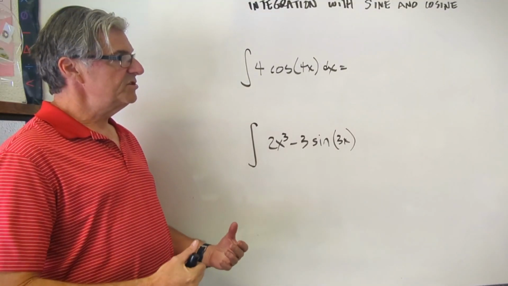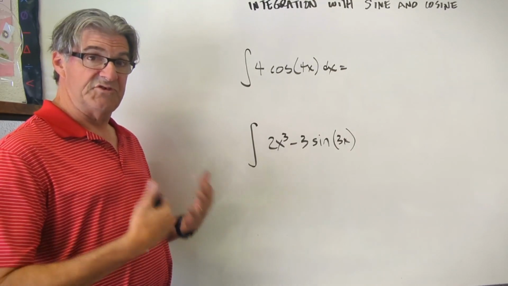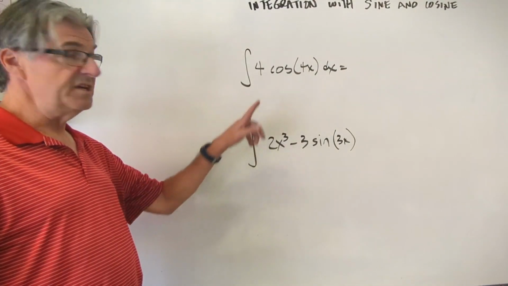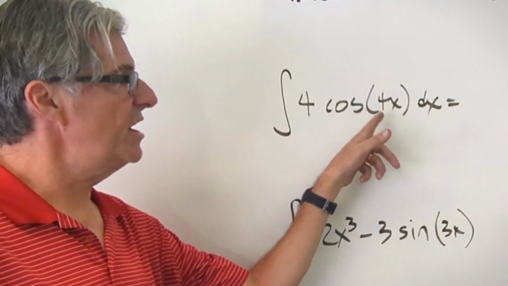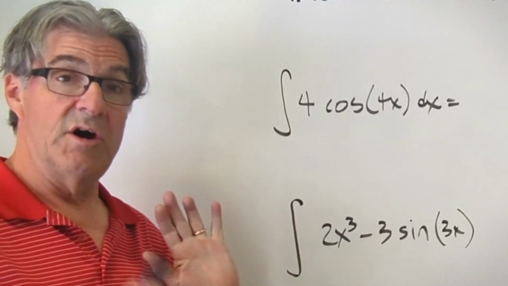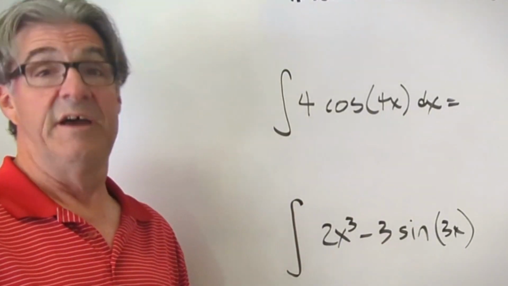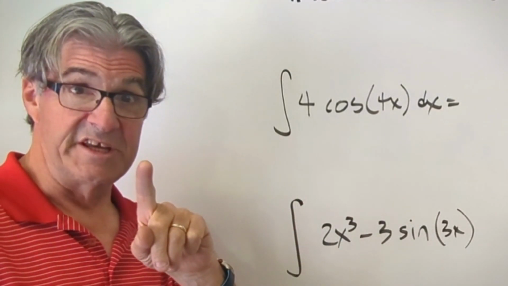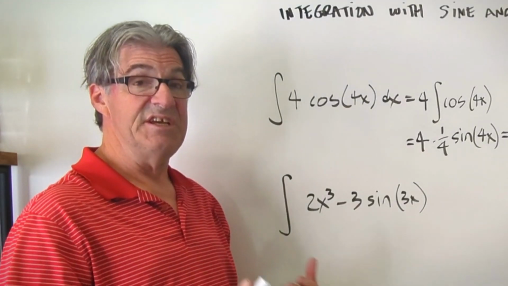Okay, a little more challenging, not by much, but let's do a couple more problems. I'd like to see you take the integral of 4 times cosine of 4x dx. Pause the video, apply your rules, get your integral, and come right back. Don't forget your c. Okay, let's see how you did.